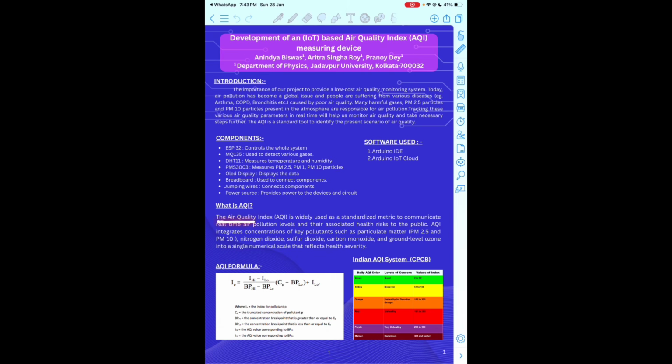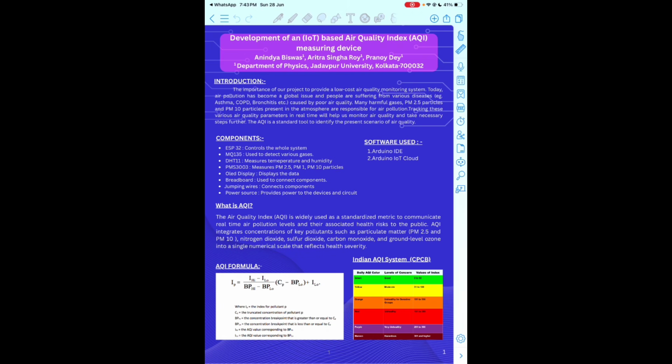The air quality index, or AQI, is a standard index used to measure and communicate the quality of the air we breathe. It converts the concentration of air pollutants into a single numerical value, making it easy to understand whether the air is clean or polluted. Lower AQI values indicate better air quality, while higher values indicate increasing levels of pollution and greater health risk.